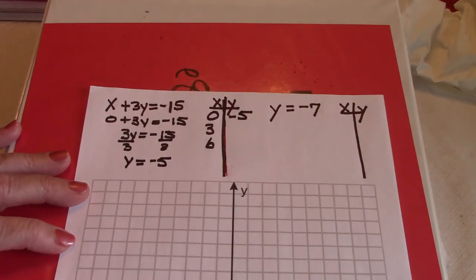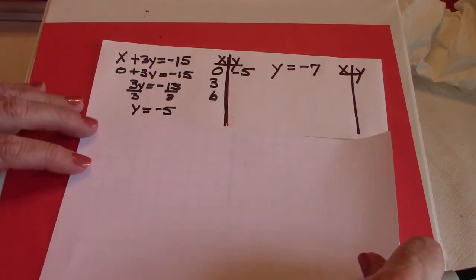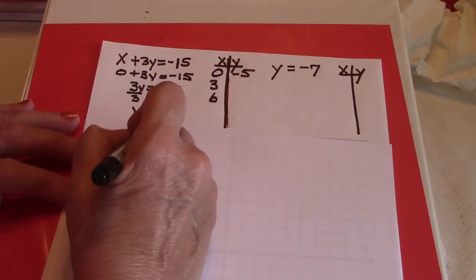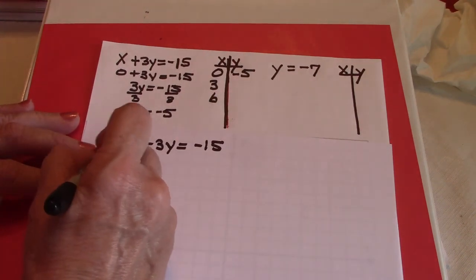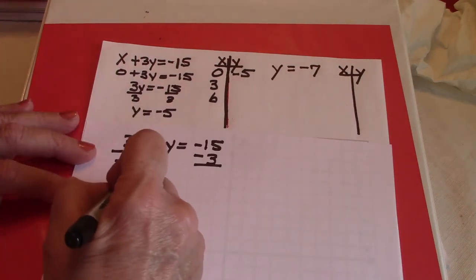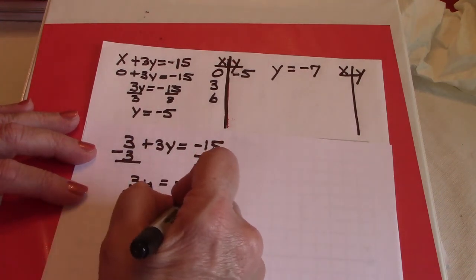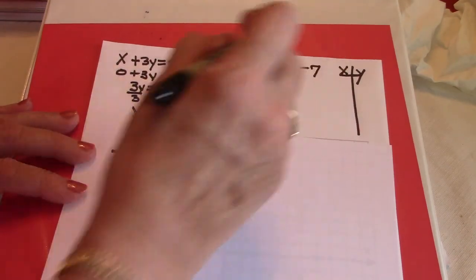There we go. There's one point. I think you're going to see real quick why I like slope intercept better, because I don't feel like I have to do as much work. Now I have to plug in my next point. I have to plug in the 3. So I'm plugging in a 3 for x plus 3y equals -15. I subtract 3 from both sides, because remember, you can do anything to one side as long as you do it to the other side. I get 3y equals -18. Divide both sides by 3. I get y equals -6. There we go.